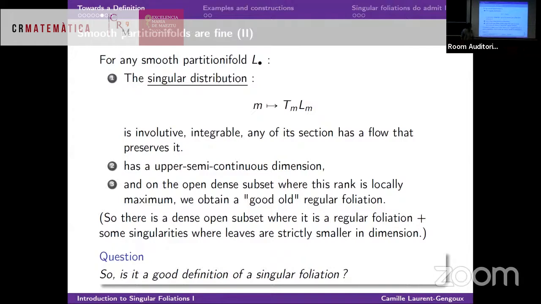So, is it a good definition of a singular foliation? But you could have on this open subset where the leaves all have the same dimension... Yeah. Open subsets of different dimensions. Leaves of different dimensions. Yes, like this. I take just an R, I take this, and then I take points.